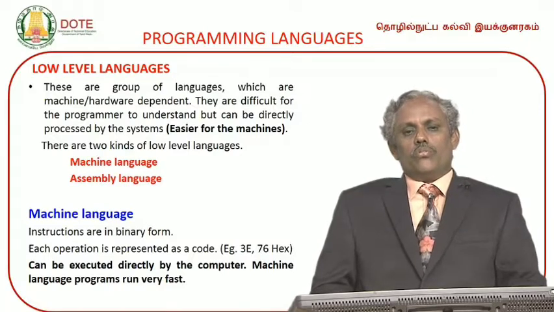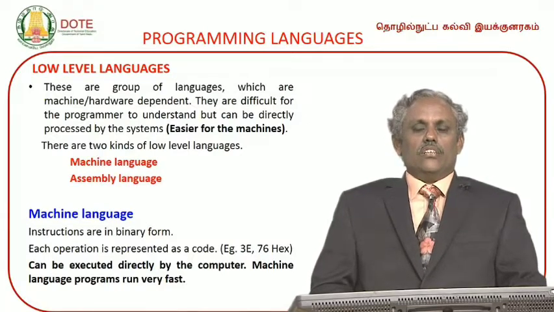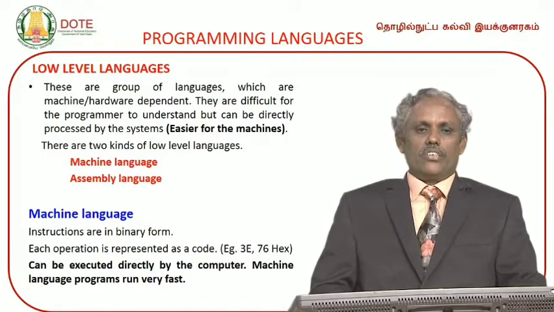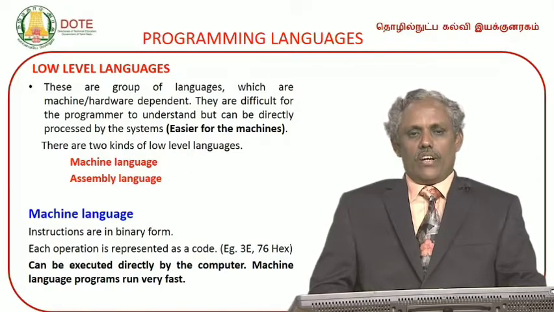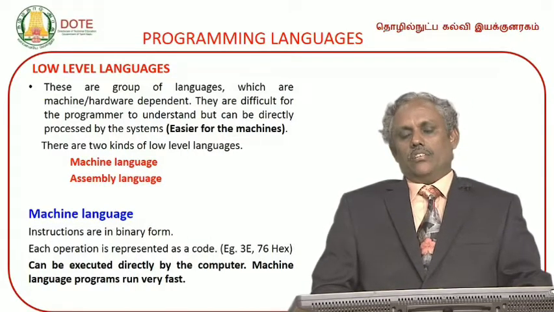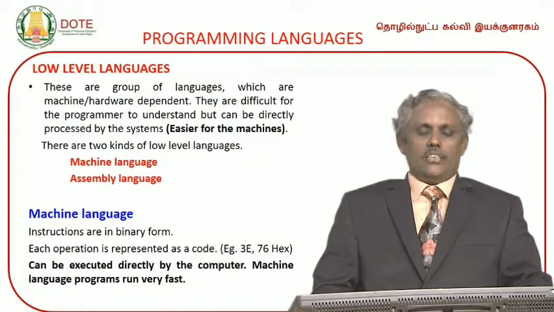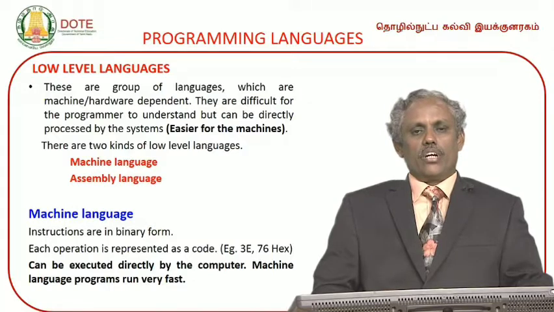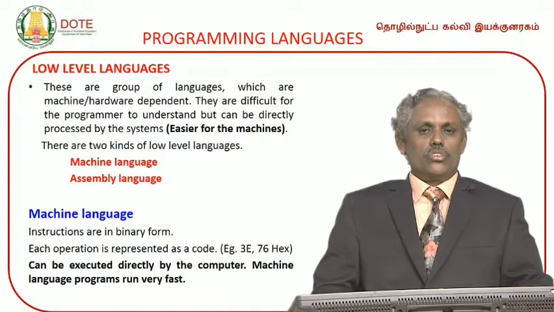There are two languages which are known as low level languages. One is machine language, another one is assembly language. These two are low level languages which are closer to the system. So, machine language is a language in which the instructions are in the binary form. Actually, the computer can understand only codes in the form of binary numbers.